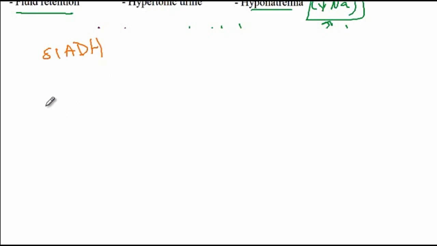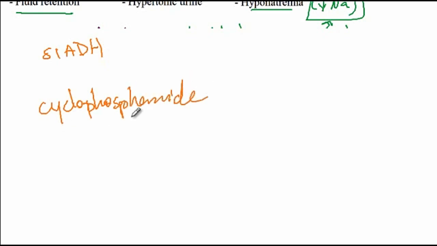And one of these conditions is the use of cyclophosphamide, which can act on the renal tubules and increase the water reabsorption. So one way I memorize it is that demeclocycline makes the function of ADH decline, while cyclophosphamide increases the risk of developing the SIADH.